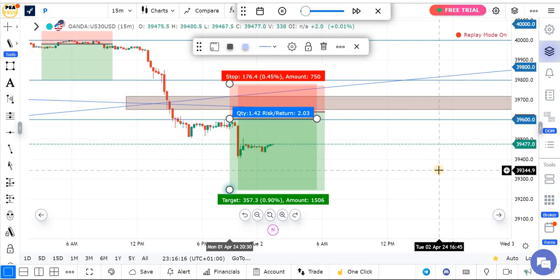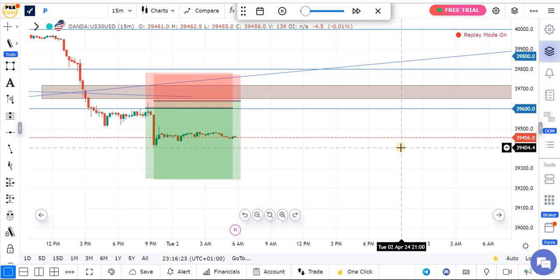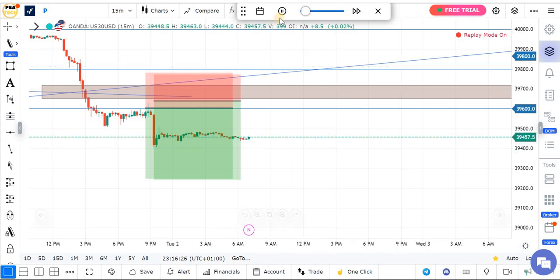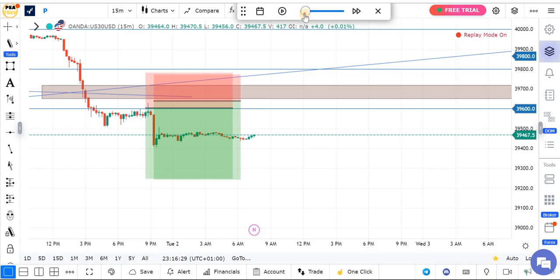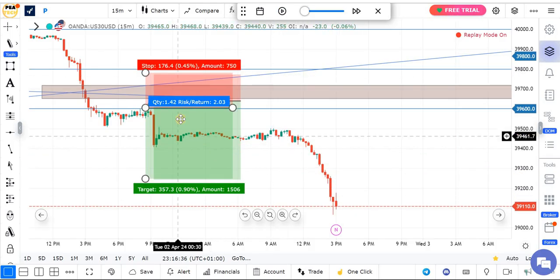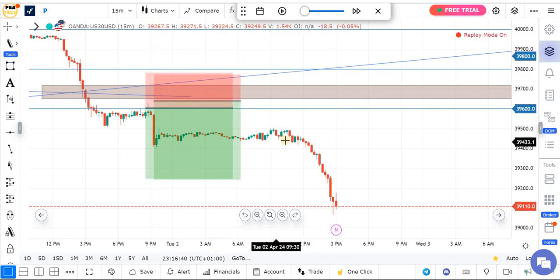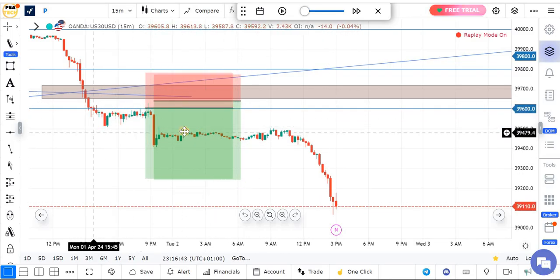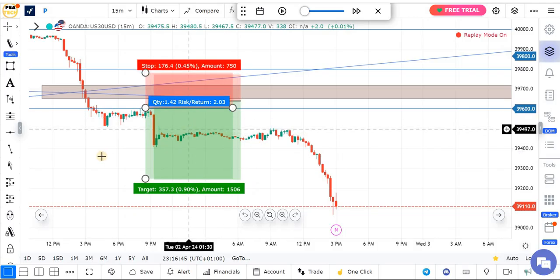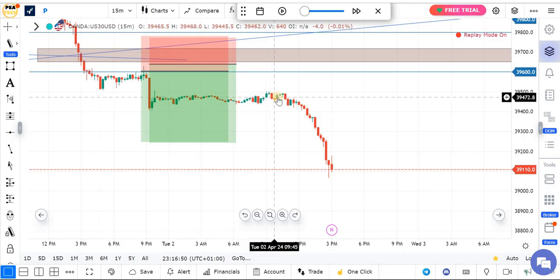So one is a direct entry, one is a pending order. Let's see how it comes out. You can see the pending order did not fulfill, but the direct entry, you can see that this is a successful trade, your TP has been smashed.